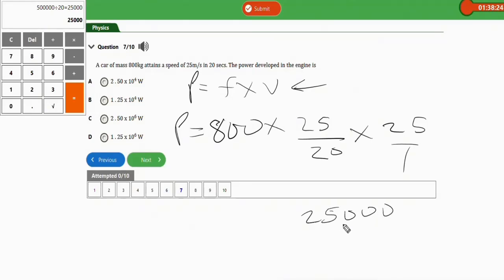Okay, so 25,000 is equivalent to, if we are leaving it in standard form, this will give you 1, 2, 3, 4. So 2.5 times 10 to the power 4 watts. So the correct option to this question is what? Option A, 2.5 times 10 to the power 4 watts. So that's it for this question. Let's wipe this and solve the next repeated question.